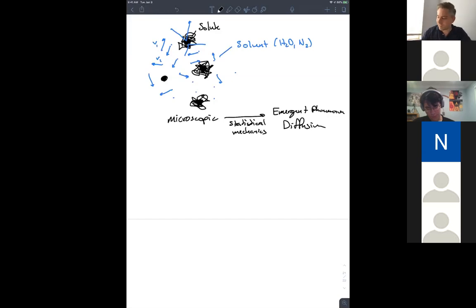Again, this is going to be on the macroscopic scale. So if you have a glass of water and you squirt something in that glass of water, you can see those particles start to spread out. That is diffusion. All right, so let's do it.